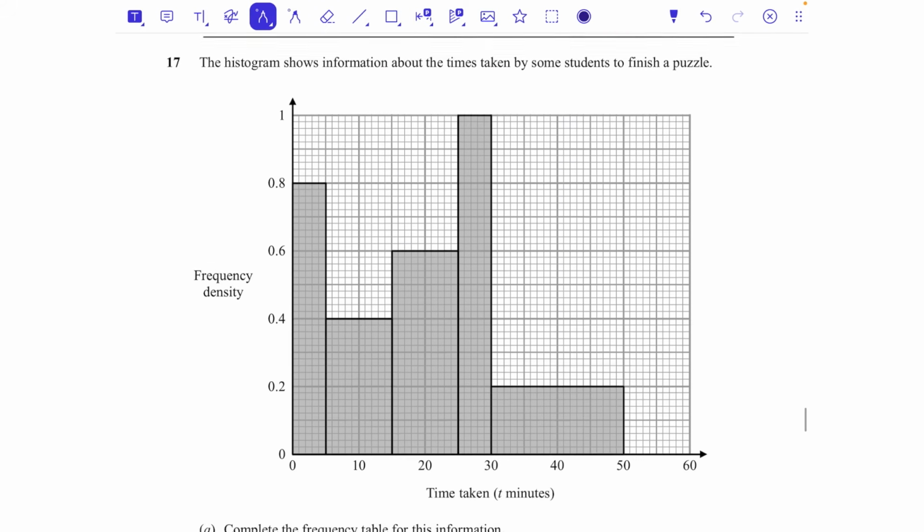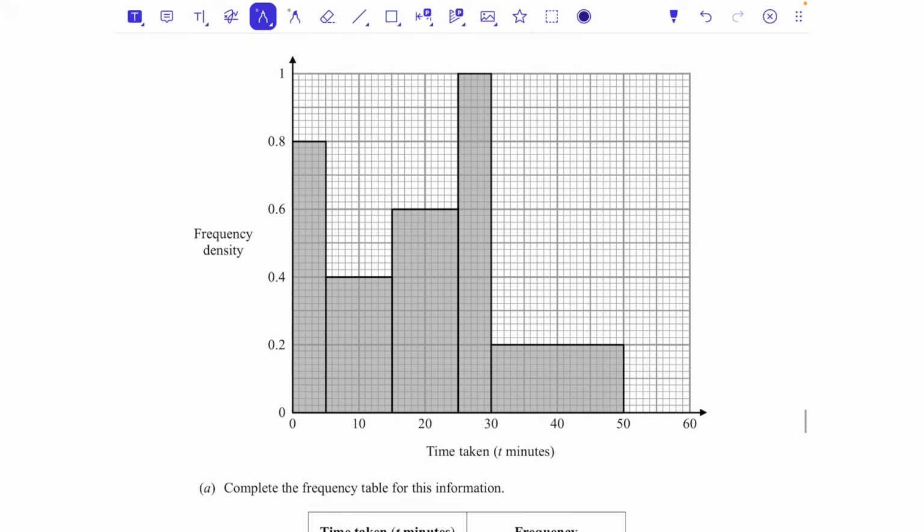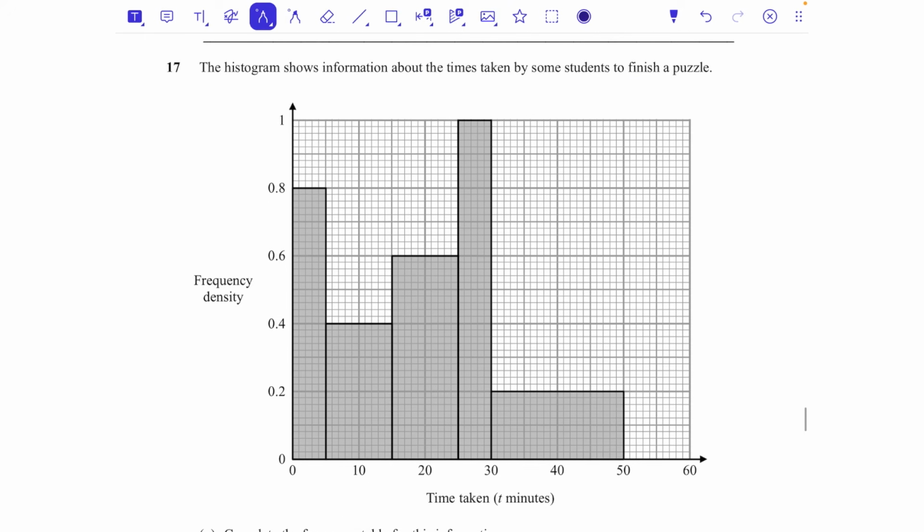Great, question number 17, and we have a histogram. The histogram shows information about the times taken by some students to finish a puzzle. Complete the frequency table for this information. So the most important thing to know about a histogram is that because the bars are different widths, it is the area of the bar that gives you the frequency. So to get the area of the bar, it's just a rectangle, we're just doing base times height.